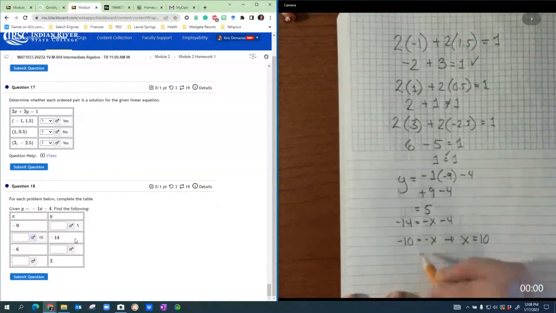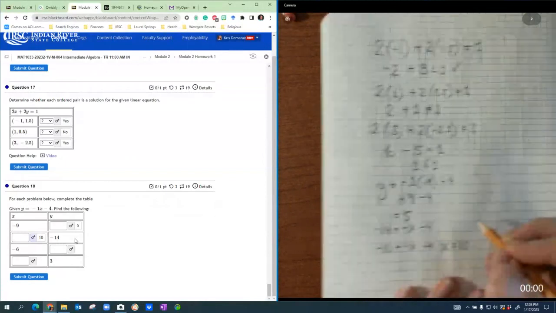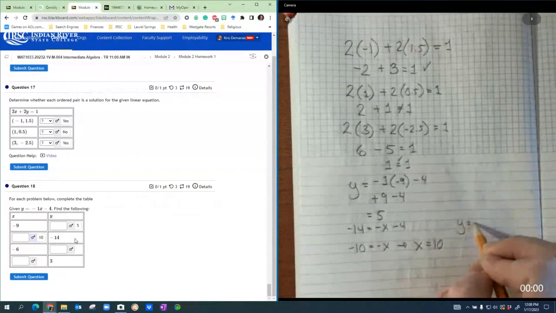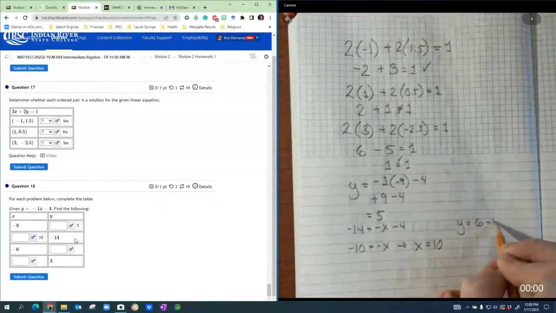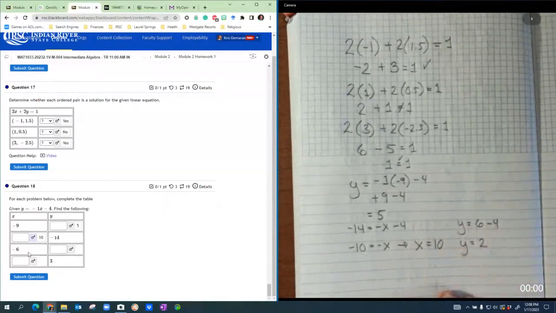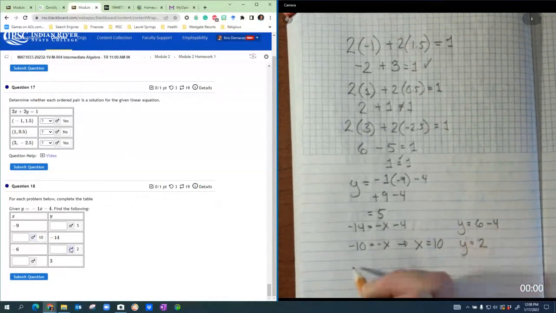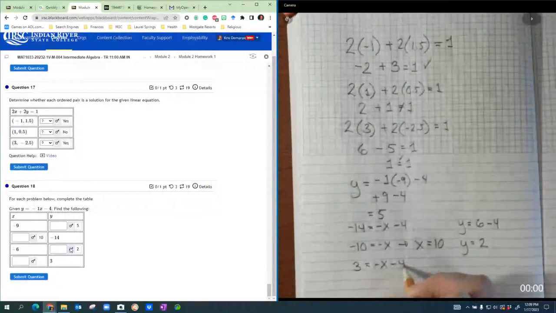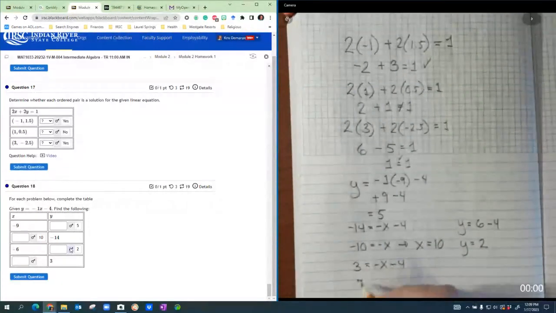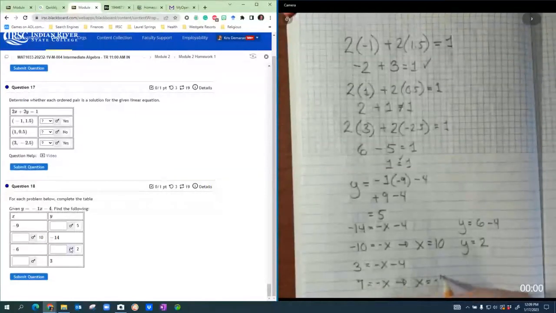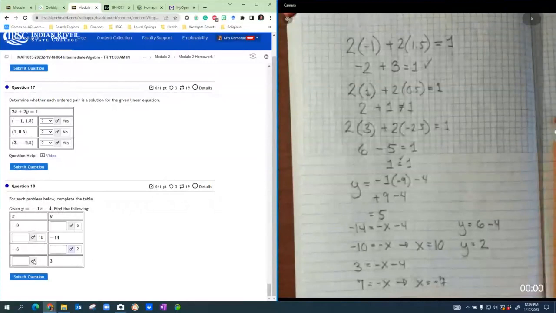And then last couple here, we would go ahead and put in -6 for the value of x. So we get -6 times -1 is +6 minus 4, and then y equals 2. So you get the value of that. And then lastly, we have the y output is 3. So we put in 3 for the y output: 3 equals -x minus 4. We'd add 4 to both sides, get 7 equals -x, and then x equals -7. So there's our answer for that.